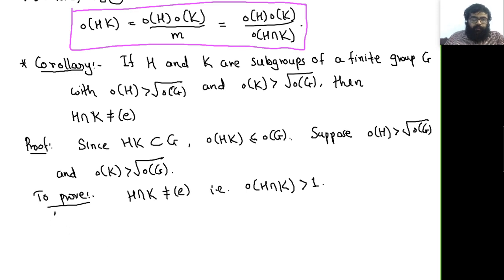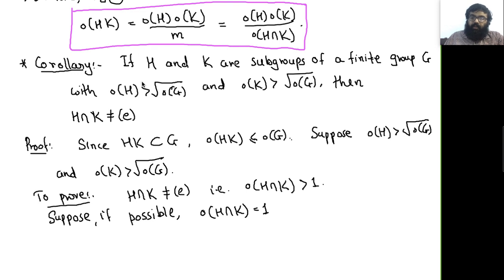Suppose if possible, order of H intersection K equals 1. Suppose it is the singleton identity, so only one element is there in H intersection K, which is identity, because H intersection K is anyway a subgroup, so identity has to be there. It cannot be empty.